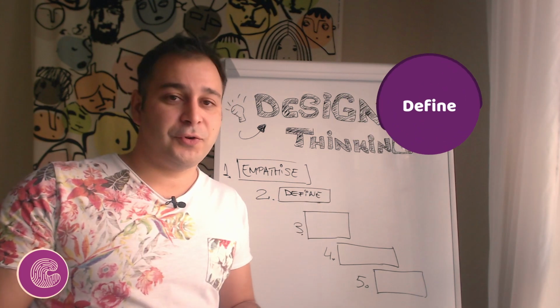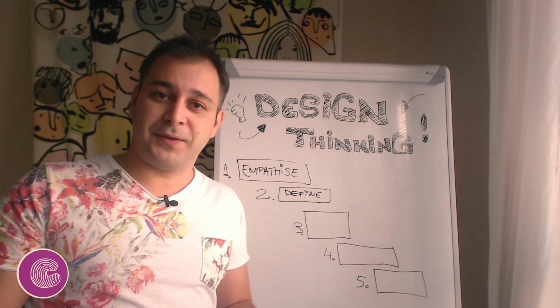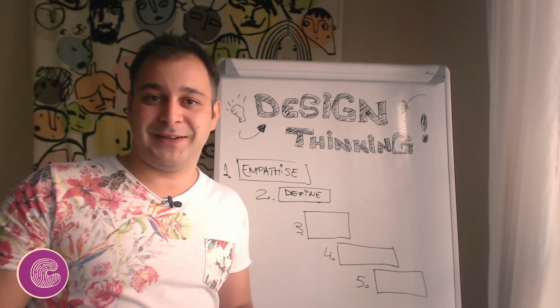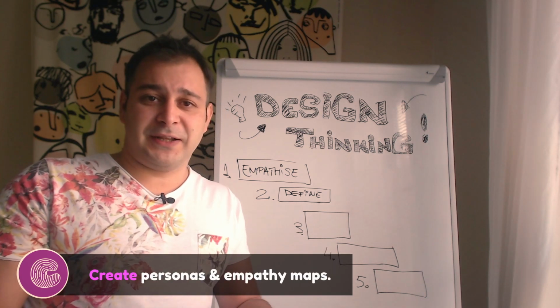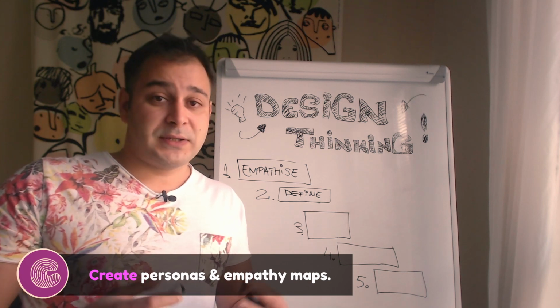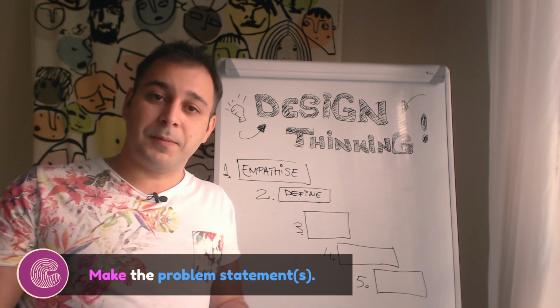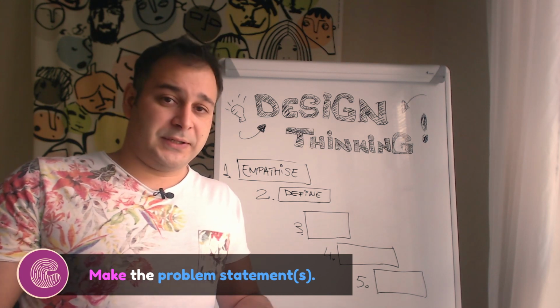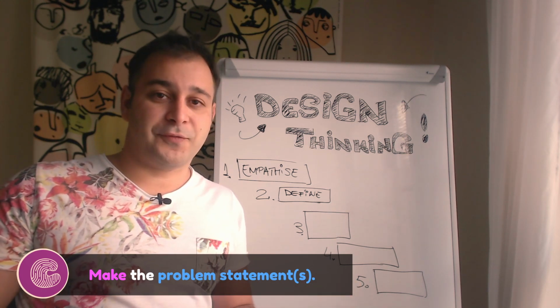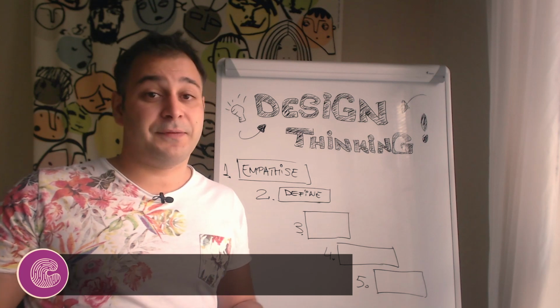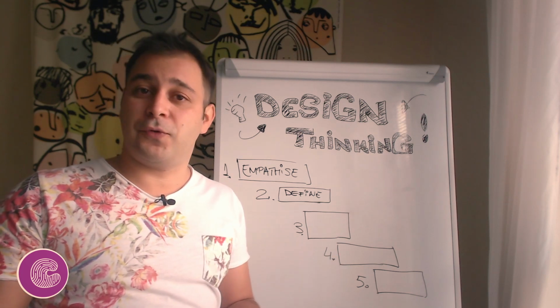In the second step, you're trying to see who you're solving the problem for and what do they want and need. You're going to narrow down the data, create profiles, help yourself with empathy maps, and very important, make the problem statements. If the problem statement is too broad, it's going to be hard for you and your team to solve it. If it's too narrow, it doesn't leave room for creativity.